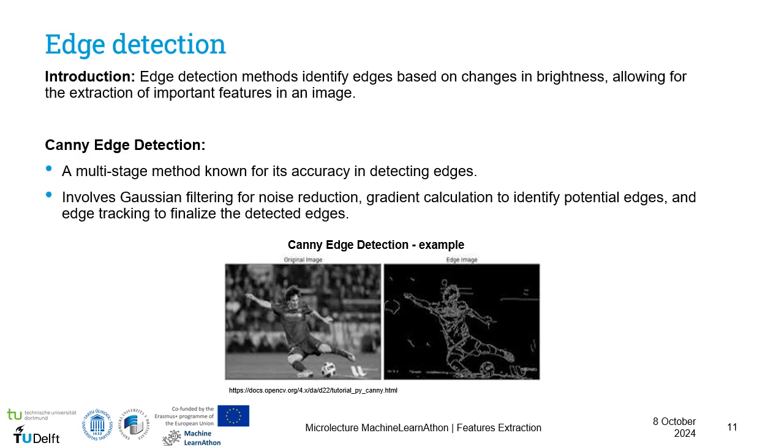From filtering, we can move to edge detection, which is a very useful method to identify the silhouette of the image based on change of brightness. The most important method here is Canny edge detection, which is a multi-stage method that is very accurate in detecting edges. We can see in the bottom example the football player with the ball, and this method is very good at capturing the edge or silhouette of the body of the football player as well as the ball.